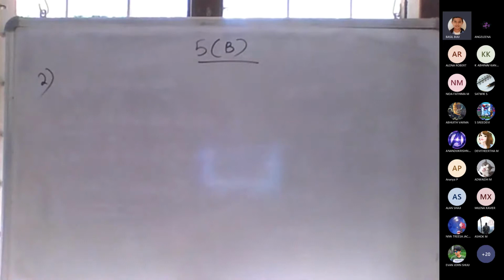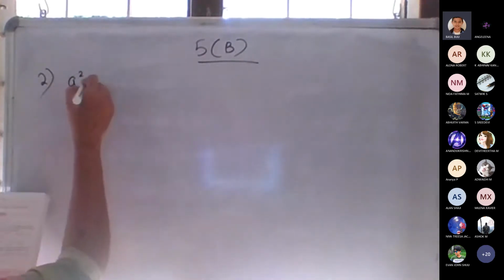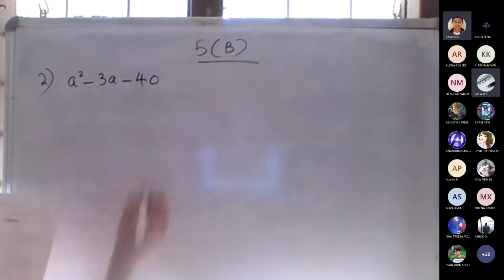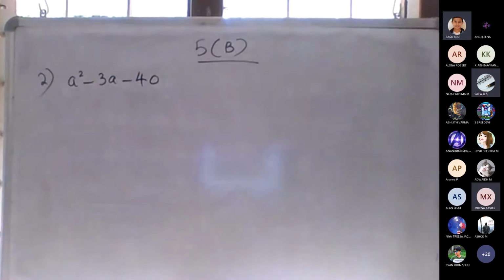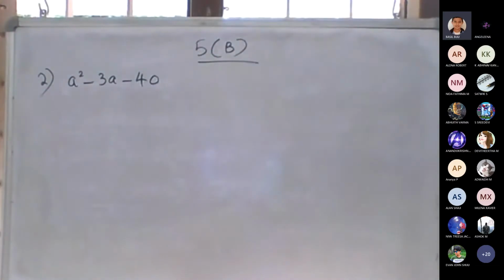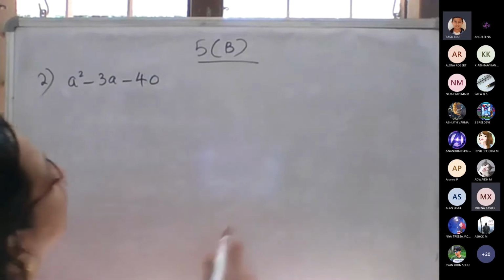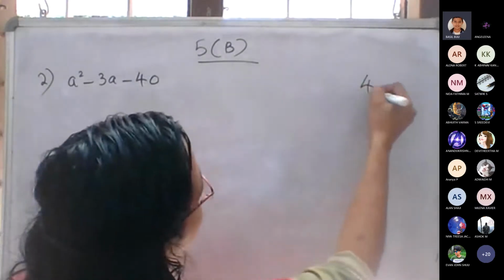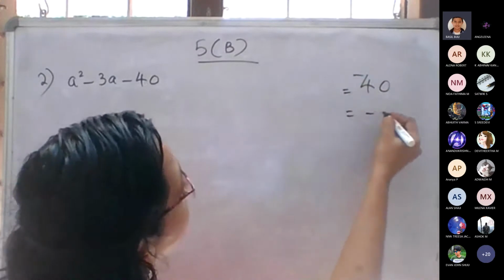Then second question. A square minus 3a minus 40. Just write what I have to write. Very important, please. If you know this, then only you can do it very easily. A square minus 3a minus 40. Which two numbers we have to take? 3 and 8. 40 we need. Negative 40 we need and negative 3 we need.